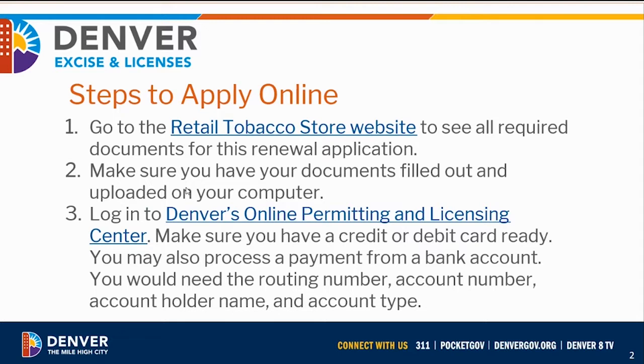You should have received a renewal email, and that will have the link to the tobacco website. You'll want to make sure that you have all of your documents filled out and uploaded onto your computer. And then you will log into Denver's Online Permitting and Licensing Center. You'll want to make sure you have a credit card or a debit card ready, and you may also process a payment from a bank account. You would need the routing number, account holder name, and account type.